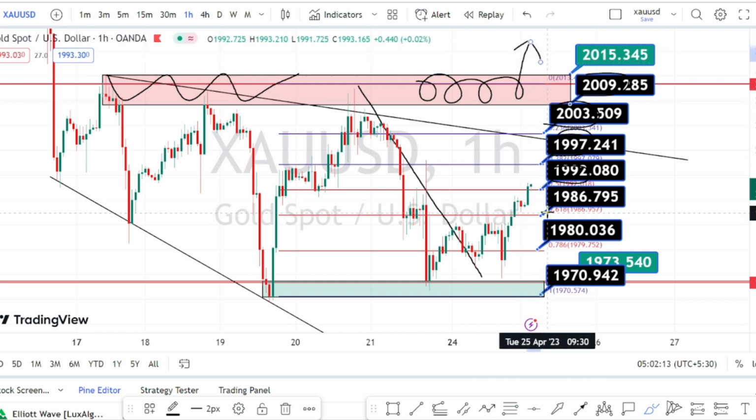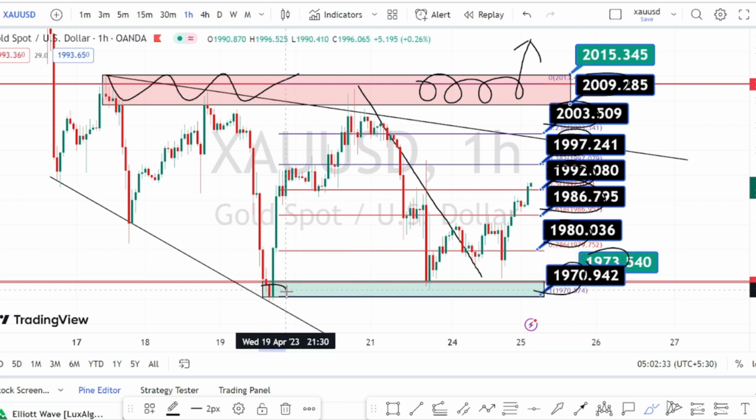And on the bearish side, if the price action breaks the current support level of 1992, the next level of support is going to be around 1986, 1980, and the support zone between 1973 to 1970.